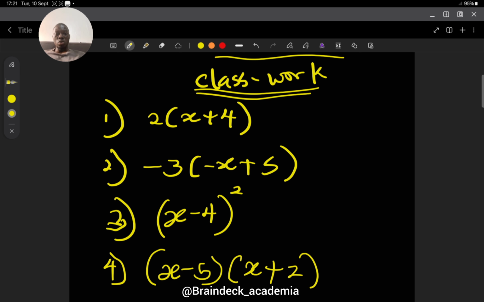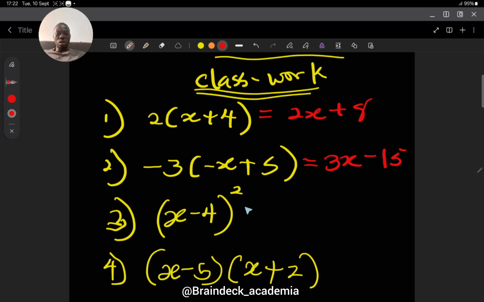So let's go into the solution. For the first one, your answer is 2 times x, 2x. 2 times plus 4 is what? Plus 8. Yeah. If you have 2x plus 8, you are correct. The second one, minus 3 times x, minus 3 times minus x is 3x. Minus 3 times plus 5 is minus 15. If you have this, you are also correct.